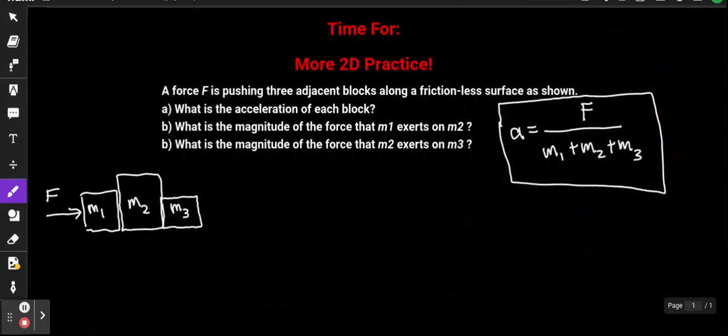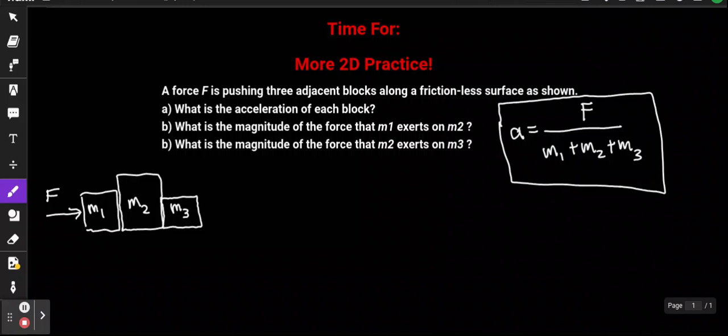Okay, part B is asking, what is the magnitude of the force that M1 exerts on M2? Okay, so here's another thing to keep in mind. Inside one system, we can have a bunch of different forces acting upon all the different components in that system. However, those end up canceling out to zero such that the net force of that system is zero unless an external force, which in this case is F, acts upon it. So what question B is asking is finding the internal force magnitudes.